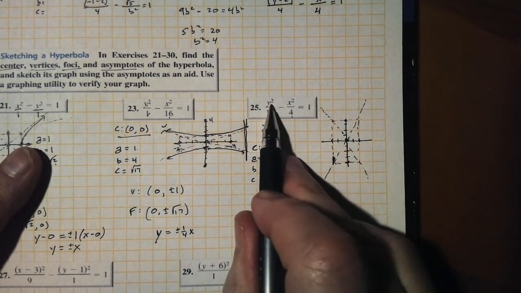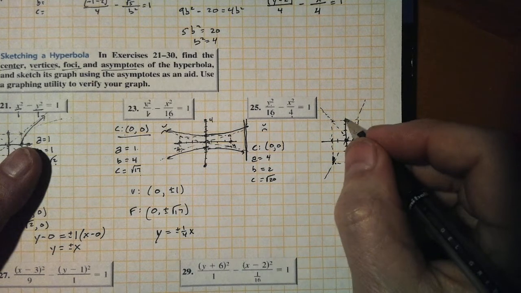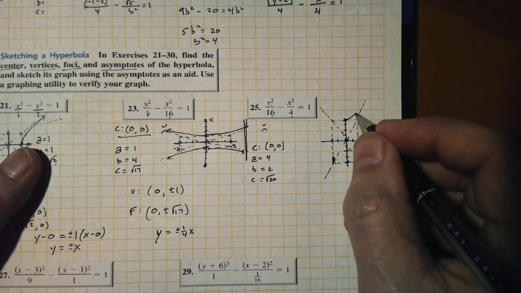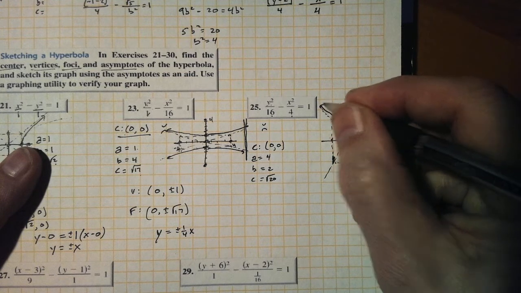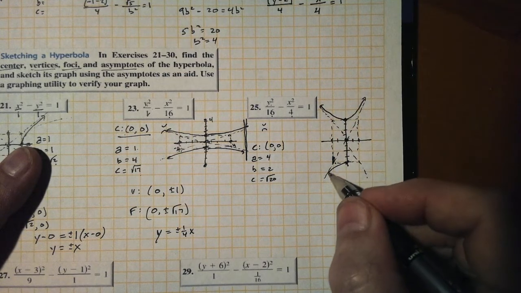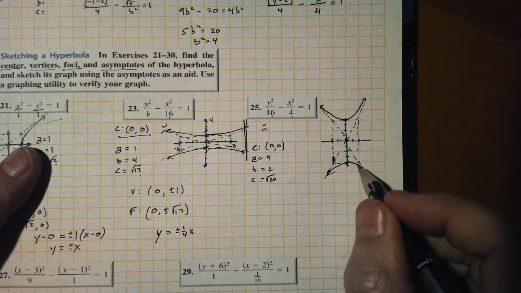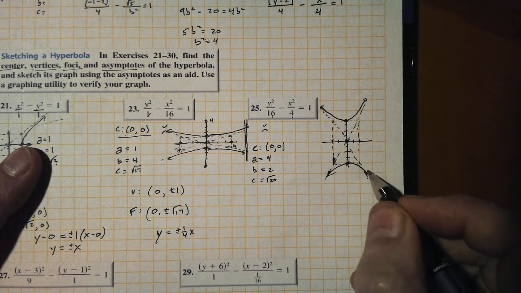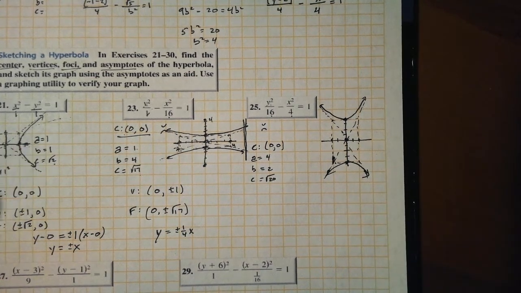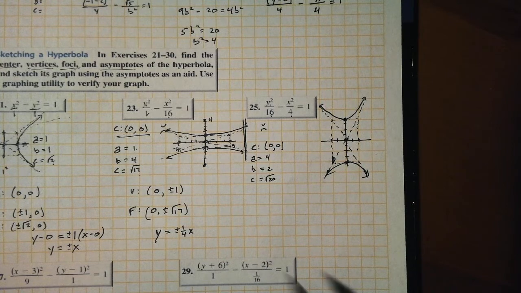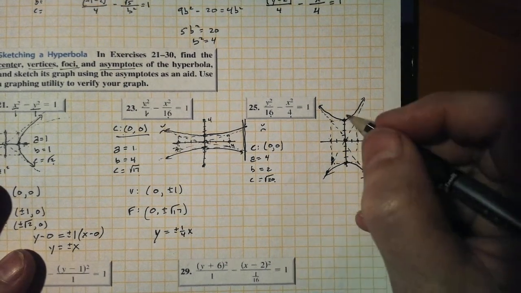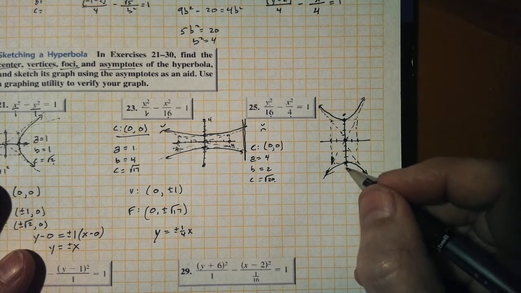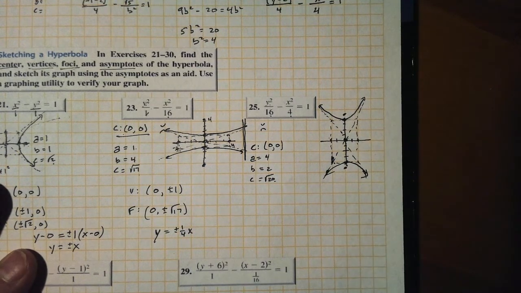This is positive y squared. It opens up and down. So here, flat, and get it to that asymptote. Don't pull away from it. Okay, and finally, square root of 20. Square root of 20 is between 4 and 5. So somewhere in here, somewhere in there.